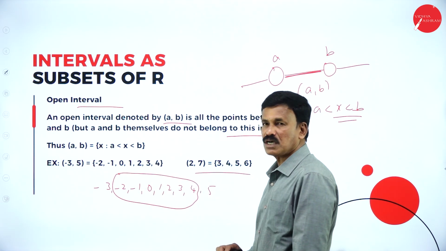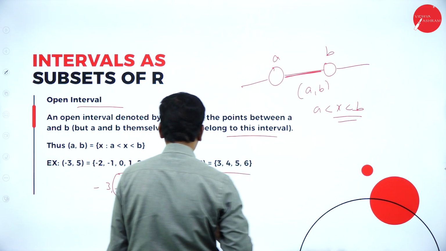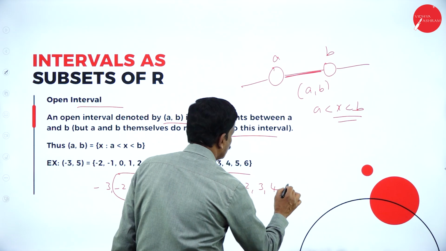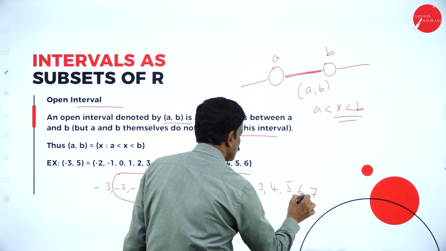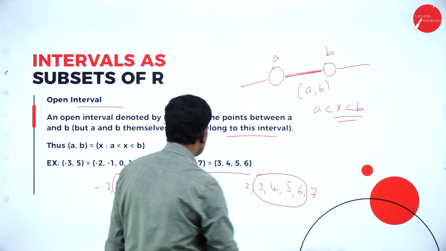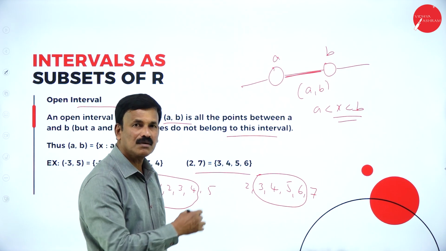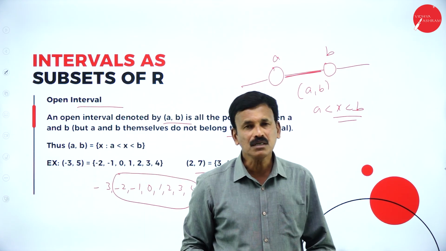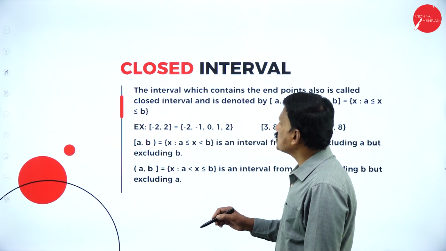Similarly, for (2, 7). So (2, 7) means that the interval is between 2 and 7, so 3, 4, 5 and 6 come under the open interval (2, 7). Okay. Now move on to the next one, the closed interval.